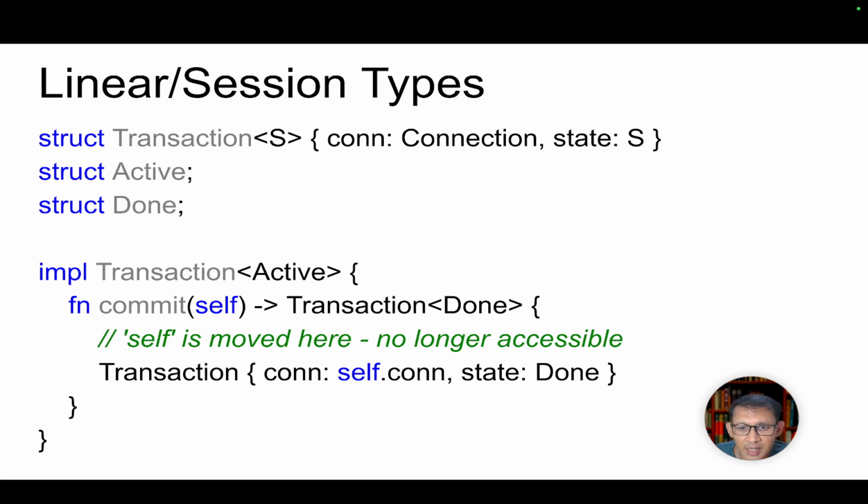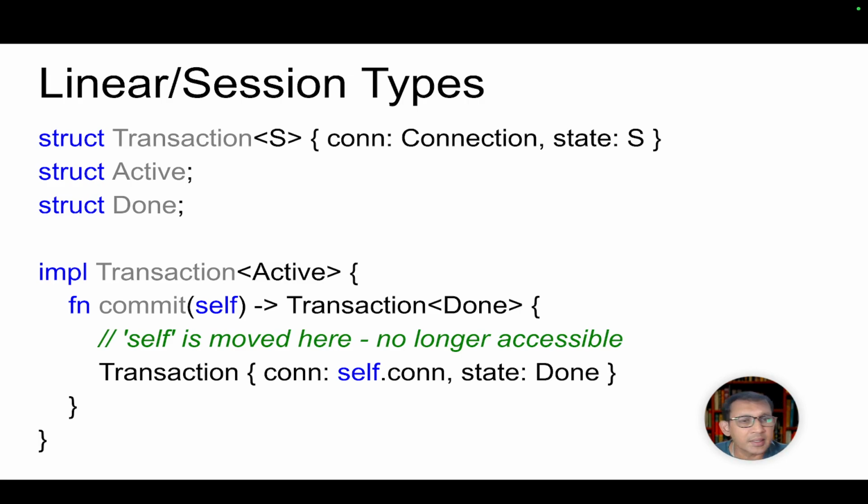In our transaction example, the transaction active type represents a transaction that can be consumed by either commit or rollback. When you call transaction.commit, the self parameter is consumed. The method takes ownership of the transaction and the caller no longer has access to it. The method returns a transaction done, representing the fact that the transaction has been finalized.